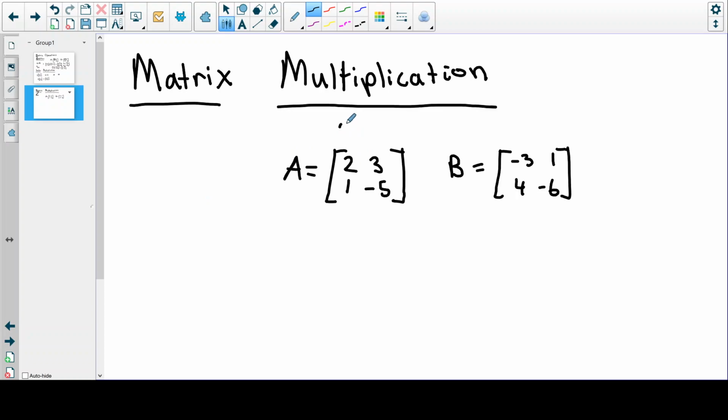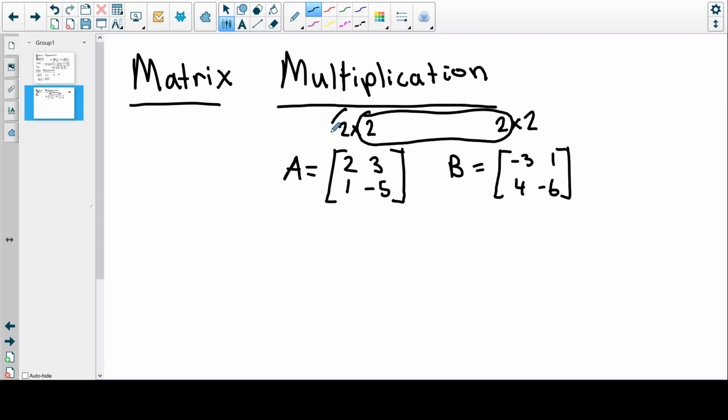So if you see, this is a 2 by 2. This is a cool trick I use a lot. And this is also 2 by 2, so that's dimension, which is row by column. First number is always a row, second number is always a column. If these two terms here match, they're the same number, which in this case they are, then it's possible to multiply them together.